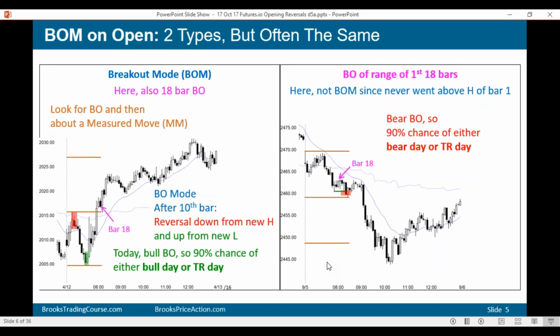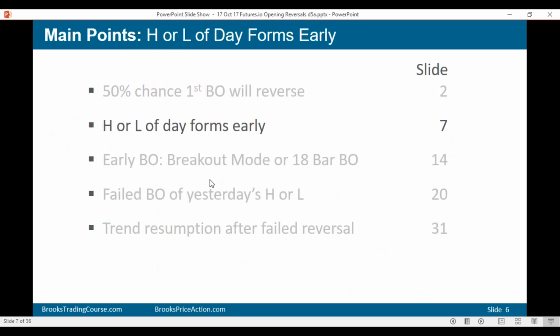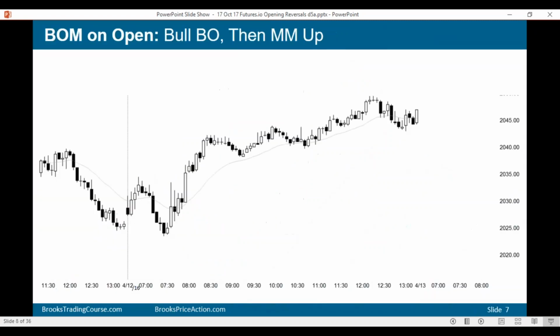However, there was a good swing trade down. Again, as I said, this is not the classic breakout mode because this high did not reverse down from a new high of the day. I'm always paying attention to the high or low of the day, and it usually forms early, as I said. Again, this is a breakout mode pattern. After the first bar, we went above the first bar and reversed down, and then we went below the first bar and reversed up. As soon as the market reverses up, then we're in breakout mode.